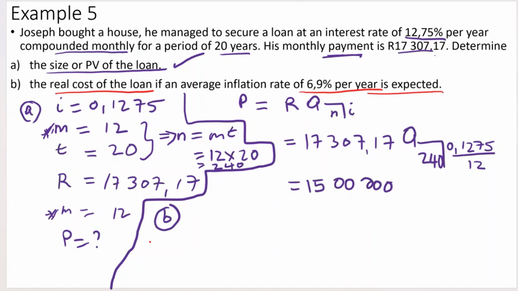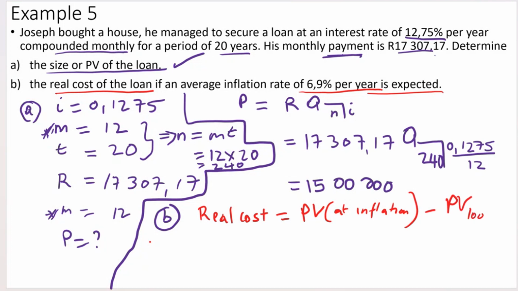Okay. So remember the total real cost, the formula is saying the real cost of the loan is equal to the present value at inflation minus the present value of your loan, which is this one. This is the present value of your loan. So now to get the real cost of the loan, we already have this part.